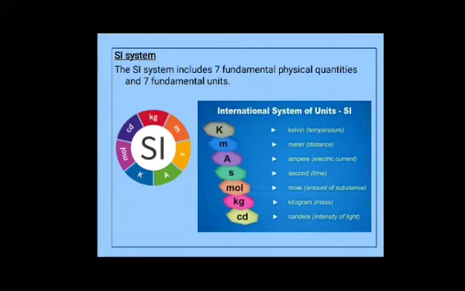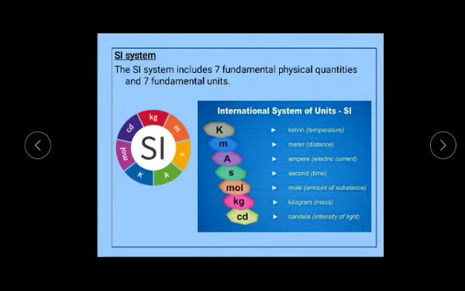So, for unit of distance or length, it is meter. Then, for mass, it is kilogram. For time, it is second. And Kelvin is for temperature. Ampere is for electric current. Amount of substance is measured with the unit, that is mole. Then intensity of light, that is SI unit, is candela, and these are their notations.